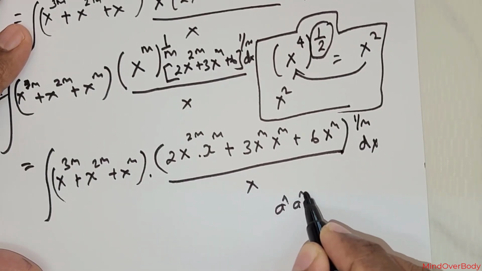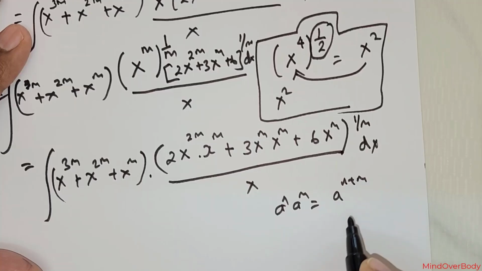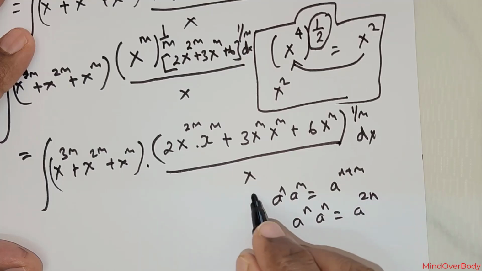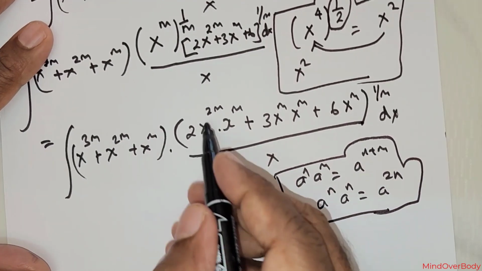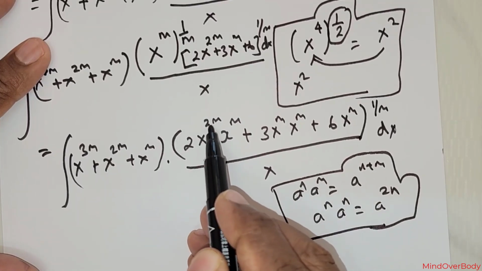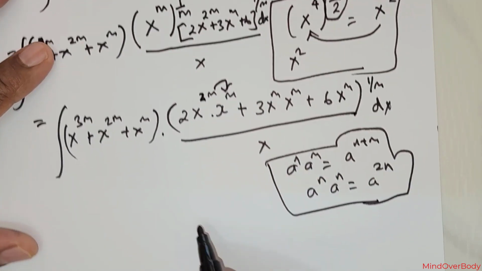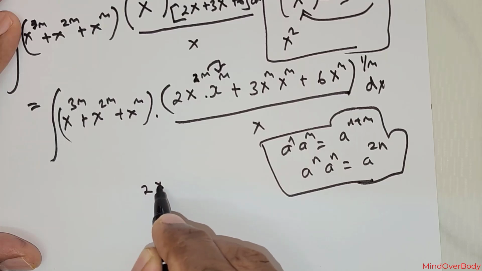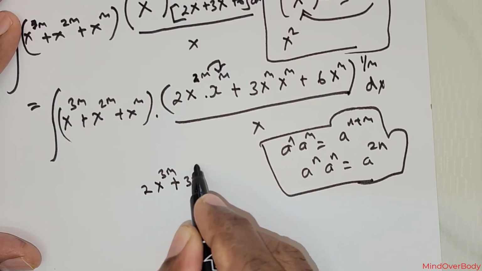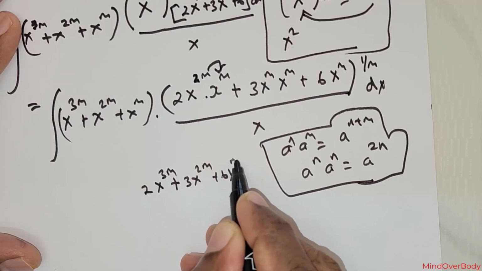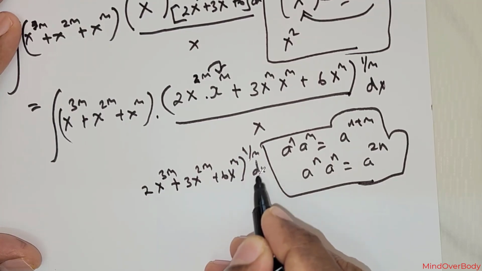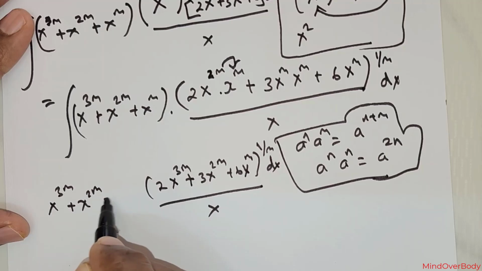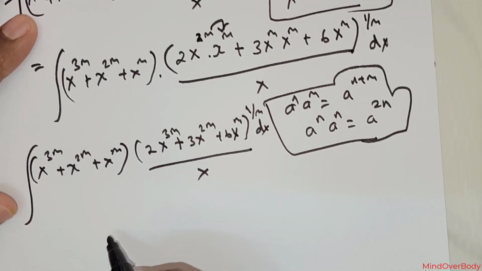Now, a raised to the power of n times a raised to the power of m is a raised to the power of n positive m, and a raised to the power of n multiplied with a raised to the power of n is a raised to the power of 2n. So, by this property, I can add x raised to the power of 2m with this m. So this is going to be equal to, let me write this down here, 2 times x raised to the power of 3m, positive 3 times x raised to the power of 2m, positive 6 times x raised to the power of m. This is raised to the power of 1 over m multiplied with dx divided by x, and you have x raised to the power of 3m, positive x raised to the power of 2m, positive x raised to the power of m. You have an integral sign.